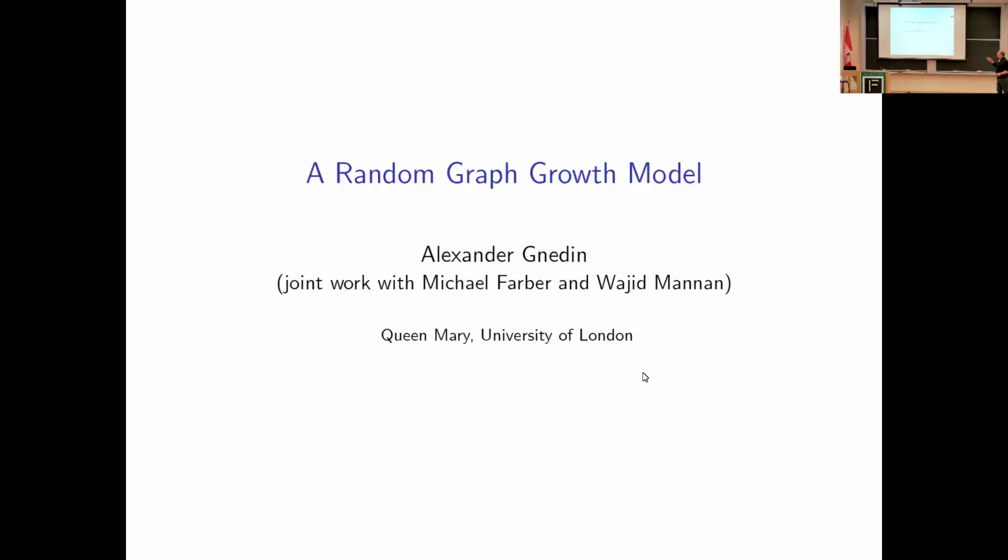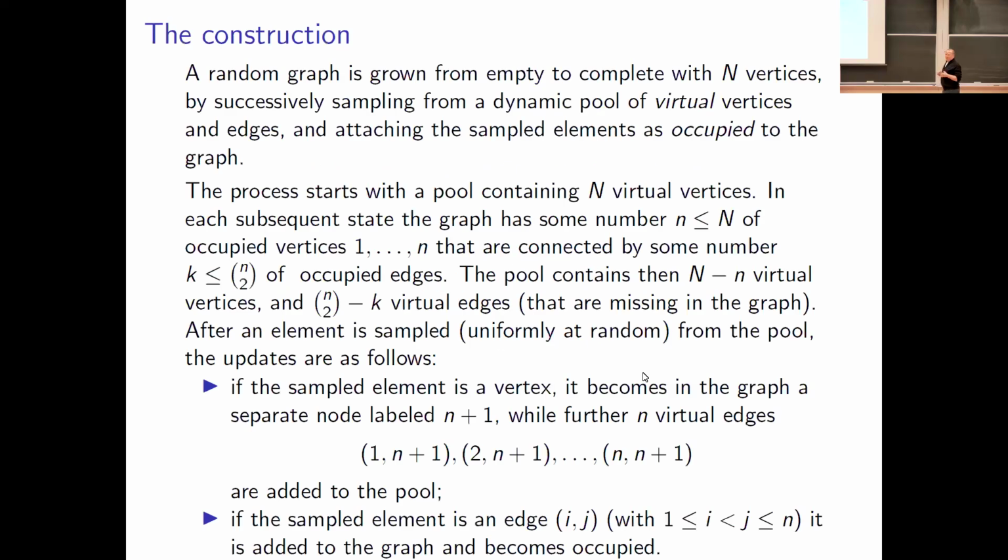This is a joint work with Michael Farber and Vejit Manan, the topologists, and the idea of constructing more rich structures than the graph is due to Michael Farber. So the idea is fairly simple: to construct a graph by a certain sampling process, and probably it's best to just put it on the picture. So we start with a graph with nothing and add to the complete graph, passing through certain stages by just sampling.